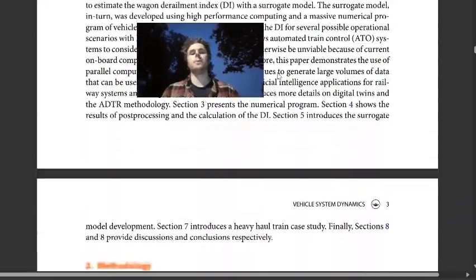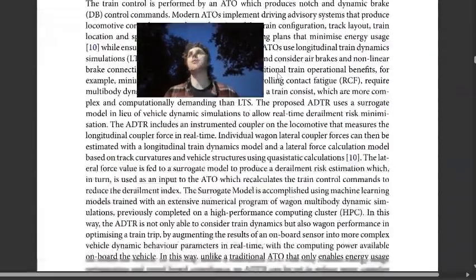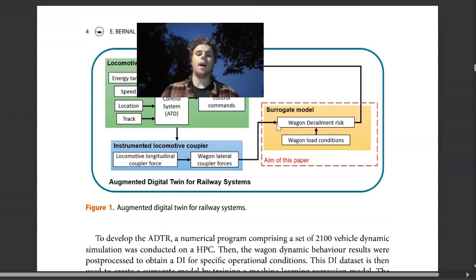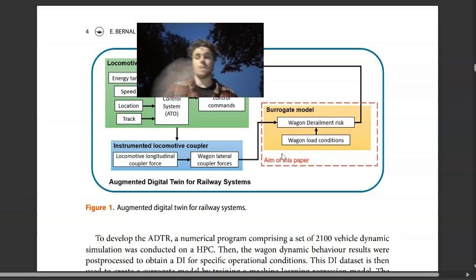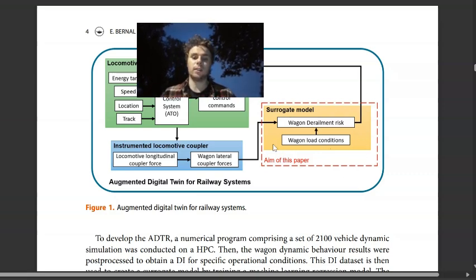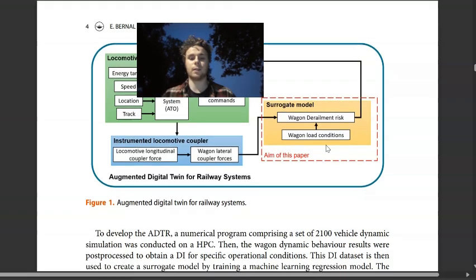This paper was made for the purpose of detecting train derailments, as it says here. This is the augmented digital twin for railway systems. So the railway system itself is the locomotive and the coupler system. All of this is being managed in real time by the sensors and the systems, while this is determined by the augmented portion of the digital twin. So this is not real, but this is derived from this. And this is where the magic is happening for our purposes.